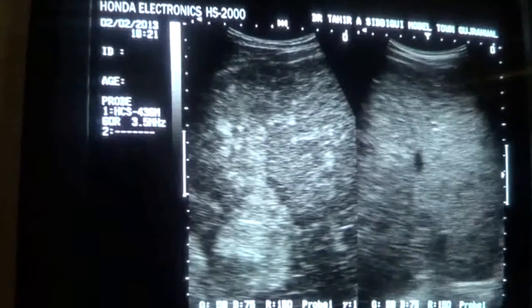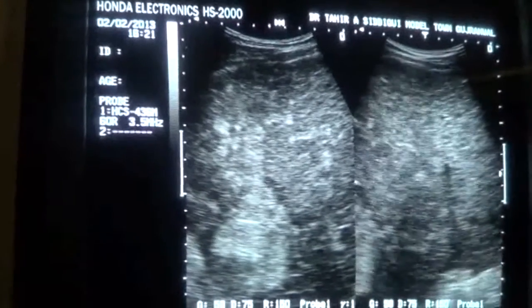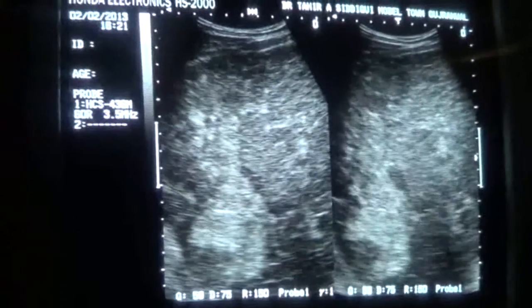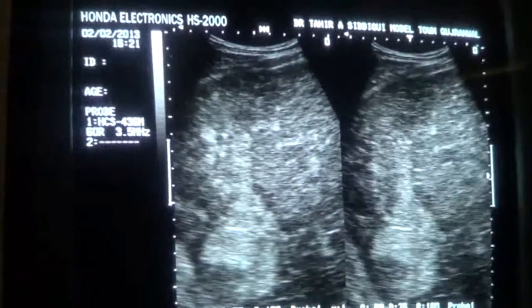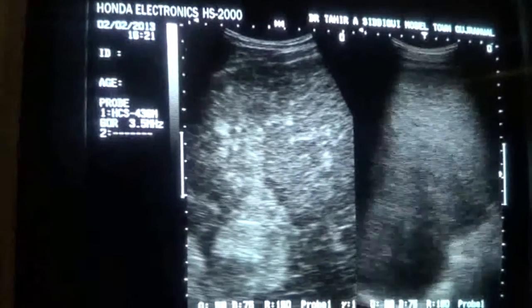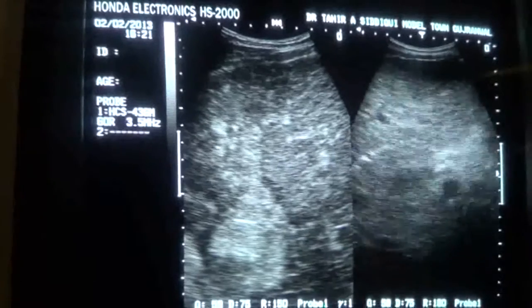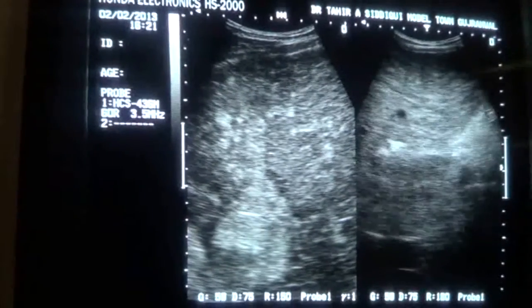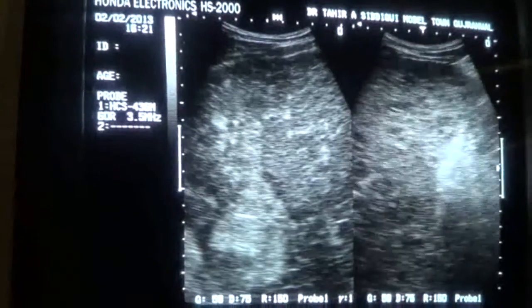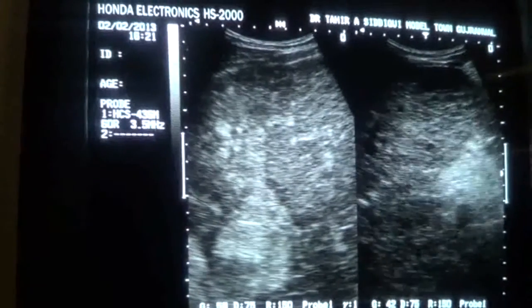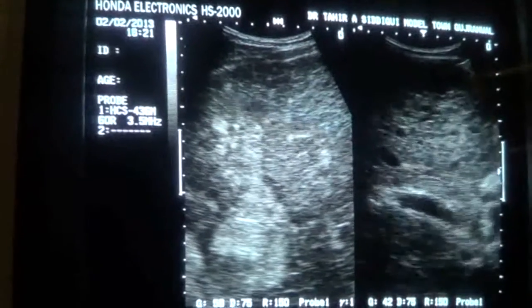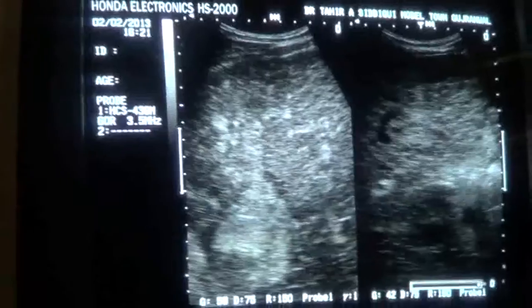So in this case we do see almost all types of lesions we have gone through. Echogenic, as well as numerous hypoechoic lesions. See them? And this is the case of the day. Thank you very much.